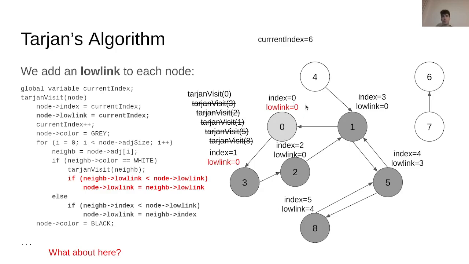Alright, so the low link is updated when we see a gray node, actually a visited node, or when a neighbor returns. When a neighbor returns, we check if it had a smaller low link.